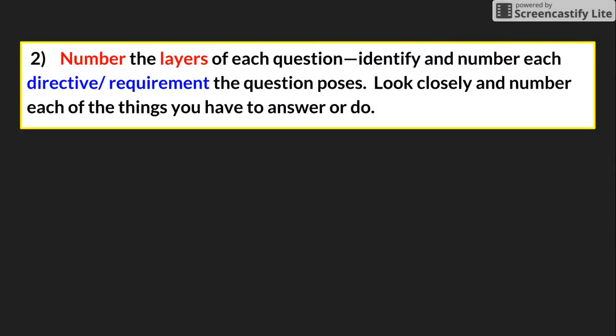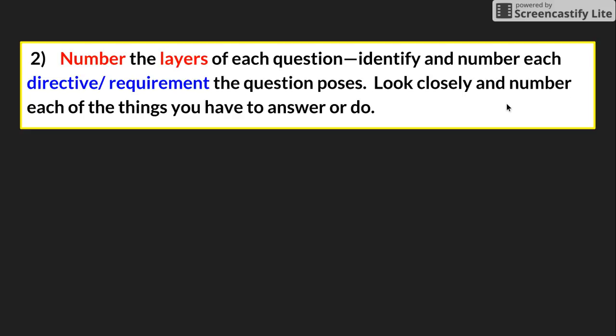The second step of the protocol is to number the layers of each question. So if you're taking a look at a multi-layered or TDQ question that also has multiple layers, you want to identify and number each directive or requirement that the question poses. Essentially, you want to break down and identify how many parts you need to answer, how many things you need to do in order to answer the question properly and fully.